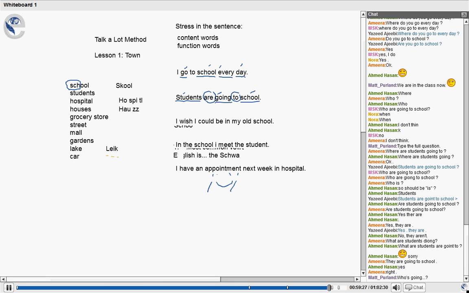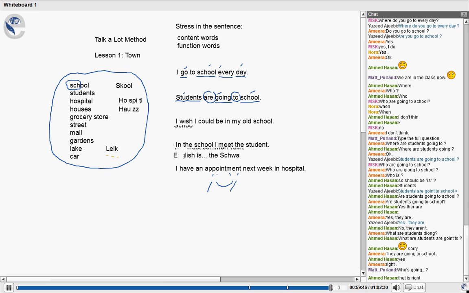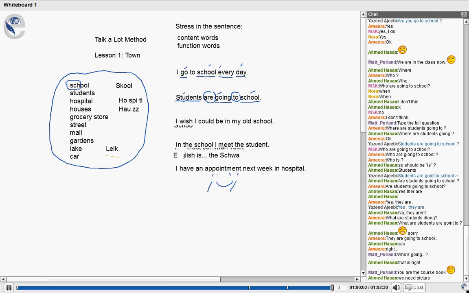We looked at the Talk a Lot method, lesson 1, town. First of all, you gave me some places in the town. So the lesson comes from you. You can see that it's not coming from me. You're providing the materials for this. We can say you are the course book. So we're not even using a course book. You're giving the material for the lesson, yeah?